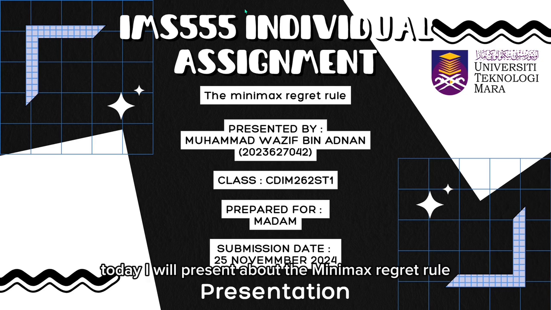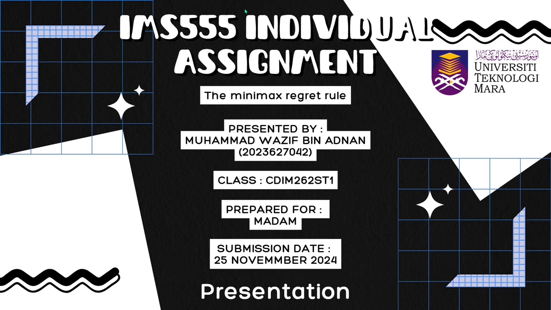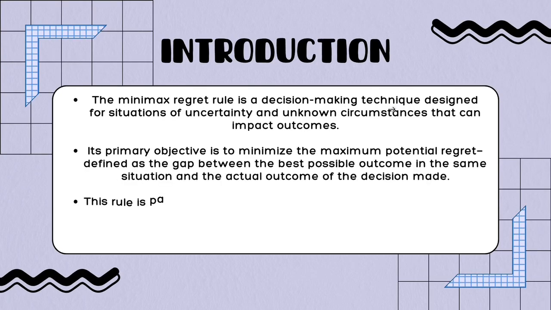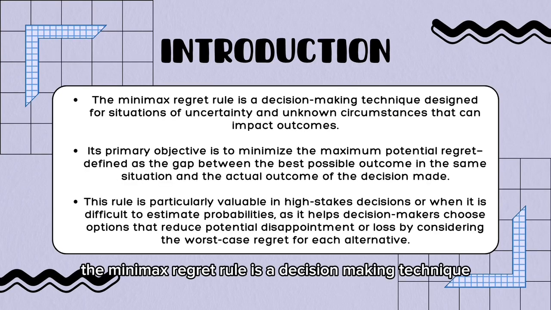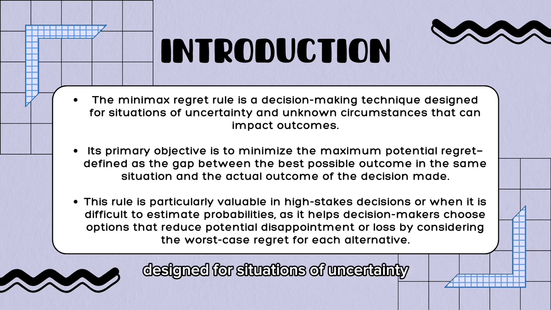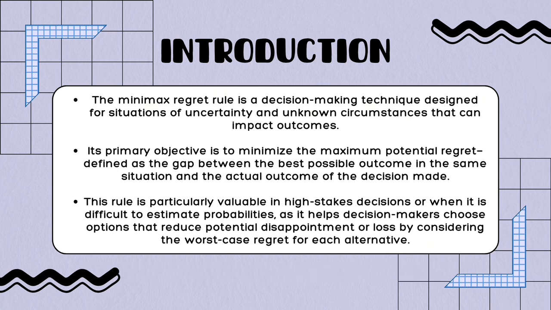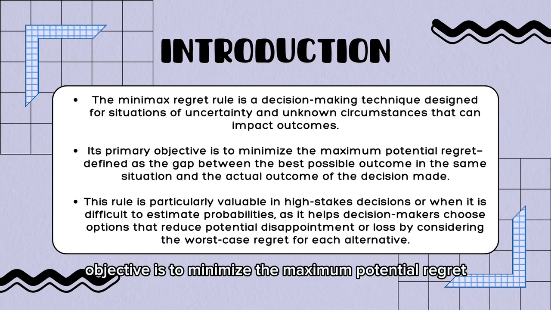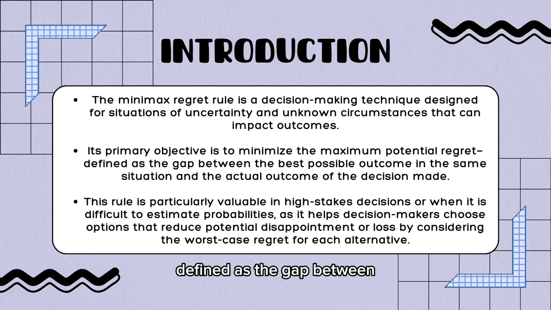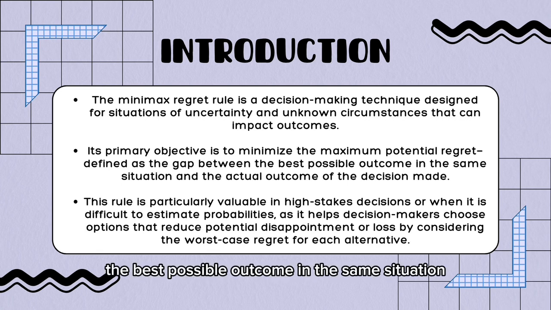Today I will present about the Minimax regret rule. For the introduction, the Minimax regret rule is a decision-making technique designed for situations of uncertainty and unknown circumstances that can impact outcomes. Its primary objective is to minimize the maximum potential regret, defined as the gap between the best possible outcome in the same situation and the actual outcome of the decision made.